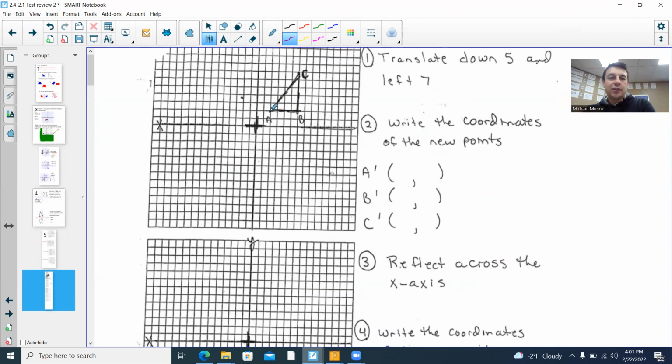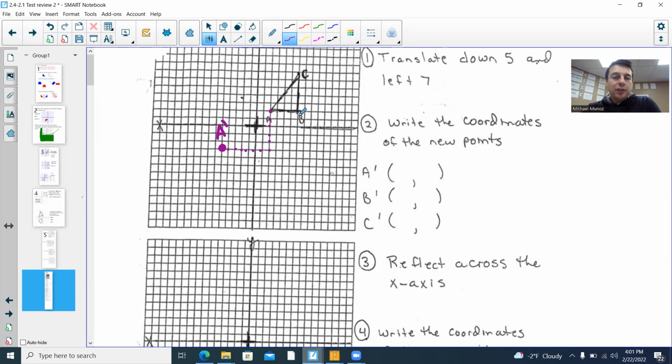So for each dot, there's a dot right here for A, I'm going to go down 5. So 1, 2, 3, 4, 5, and left 7, it says. So 1, 2, 3, 4, 5, 6, 7. Here's my new dot right here. And that is A. So I'm going to put an A there with a little apostrophe, letting me know that that is my A'. You're going to do that for every single dot.